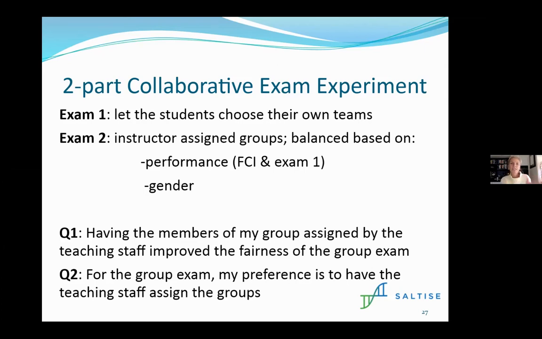So this is what we did. Exam 1, they chose their teams like they normally did. Exam 2, I made the teams based on distributing performance. We have them take the force concept inventory at the beginning of the semester, and then we also used their exam 1 performance, and we distributed that throughout all the teams. And then we tried to the best of our ability to make the teams balanced in gender.